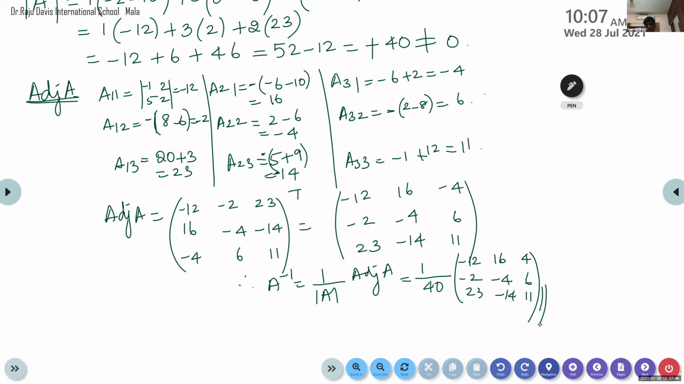Ma'am, isn't it minus 4? Where? Ma'am, first row, third column. First row, third column. Yes, here it is minus 4. At J, you are taking the transpose. Okay. Now other elements, is it correct? Is the method clear, children? How to find the inverse?